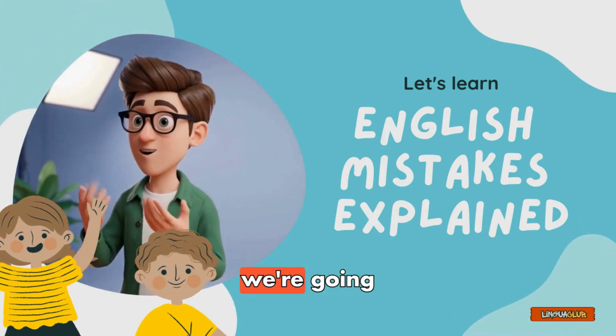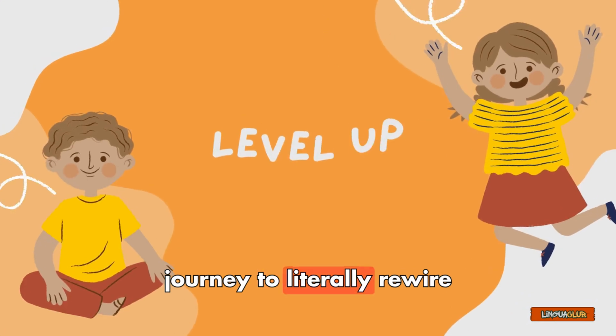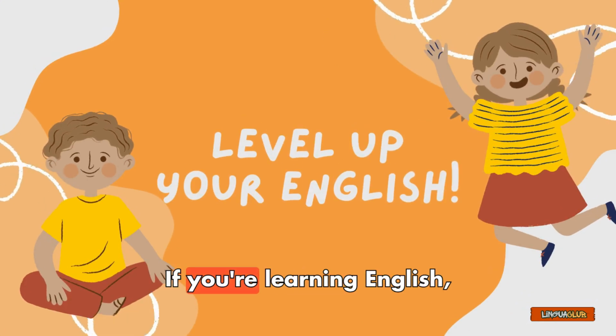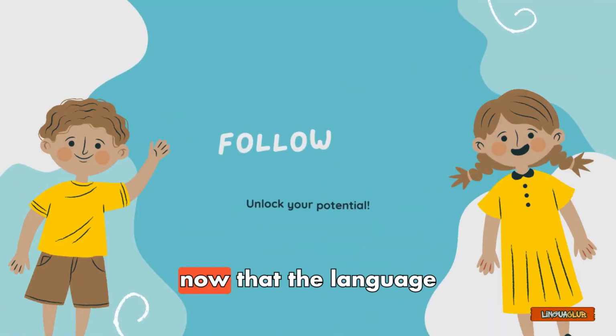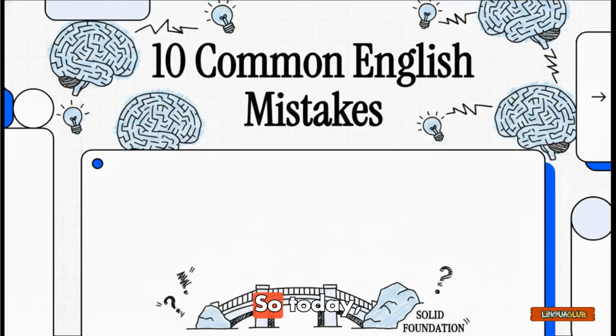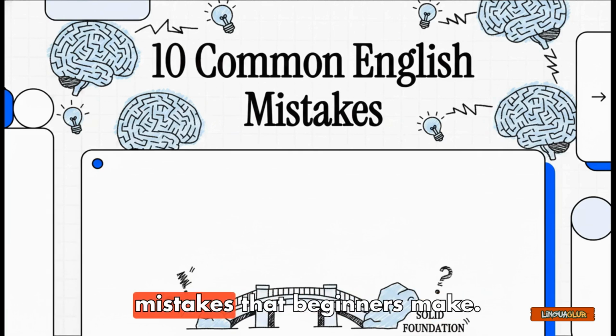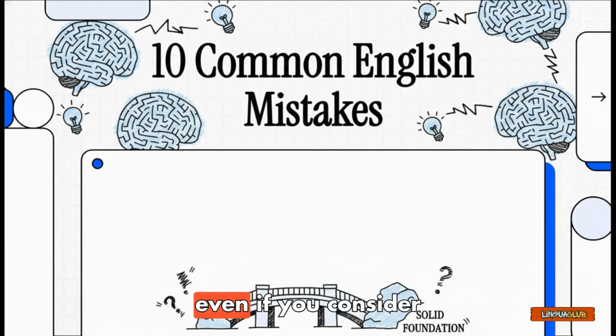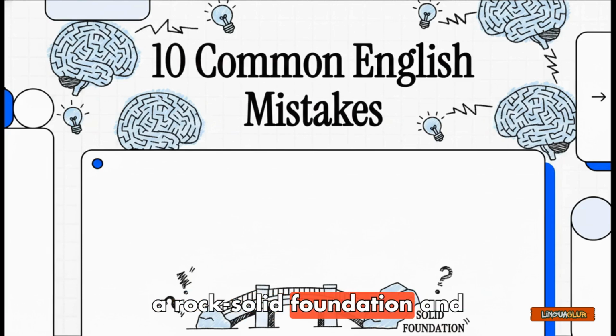Okay, so today we're going on this really fascinating journey to literally rewire your brain. If you're learning English, you've probably realized by now that the language has a few, well, let's just call them quirks. Right? Today our main goal is to fix 10 of the absolute most common mistakes that beginners make. And even if you consider yourself more intermediate or advanced, this is literally the perfect opportunity to test yourself. We're going to build a rock-solid foundation and make sure you're speaking with absolute confidence.